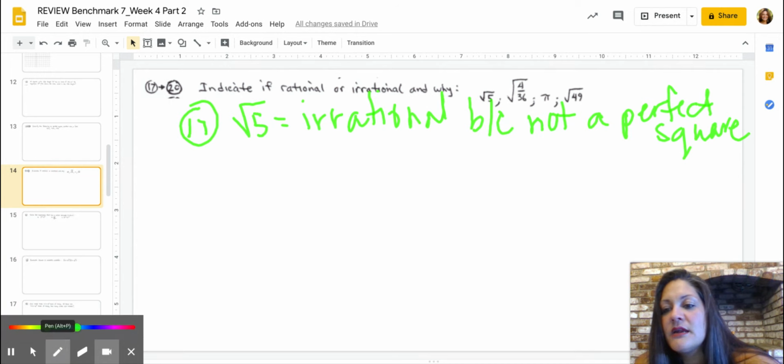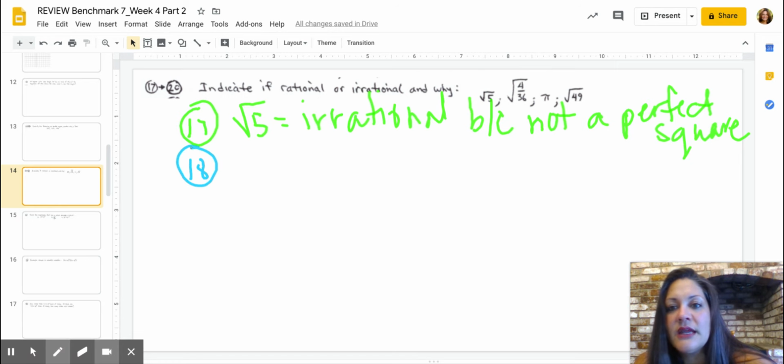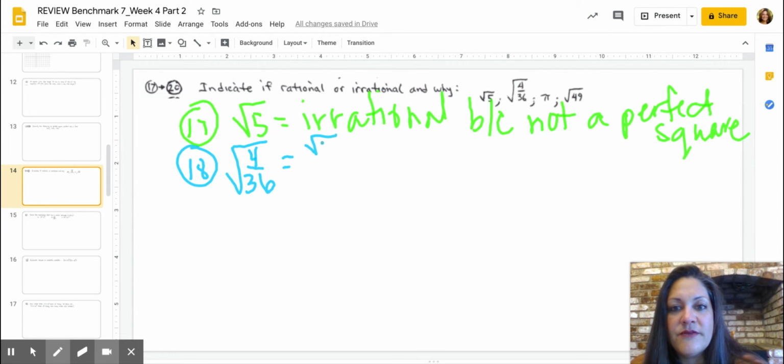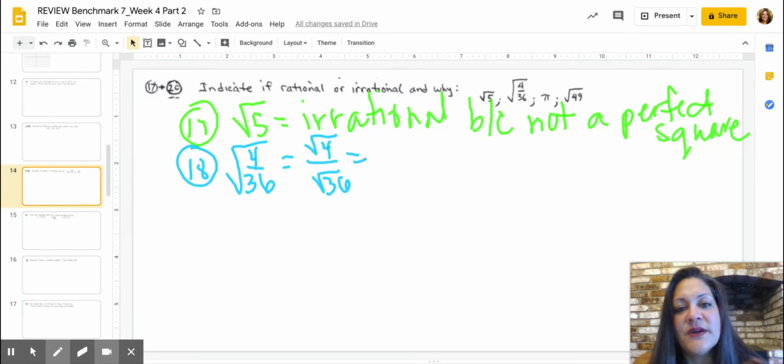Okay. Number 18. We are looking at the square root of 4/36. Okay, square root of 4/36. So we're going to actually simplify that. Okay, so this simplifies to the square root of 4 over square root of 36. I know those are both perfect squares, so that gives us the ratio 2/6. And of course, we can then simplify that down to 1/3.